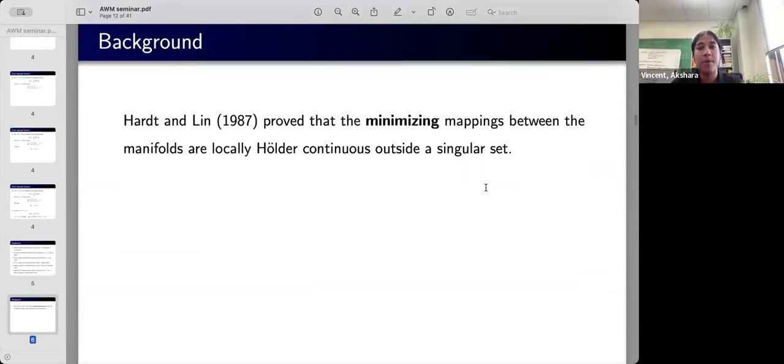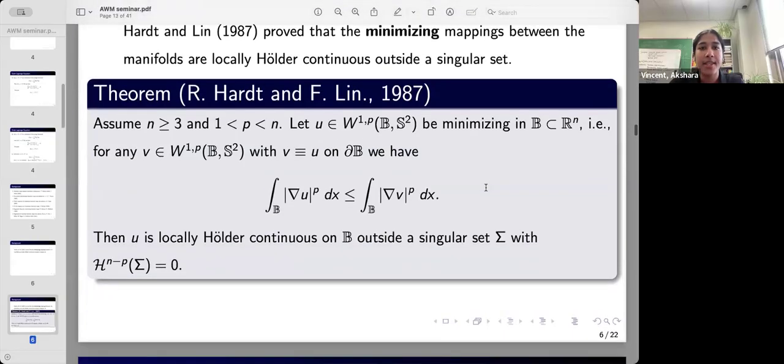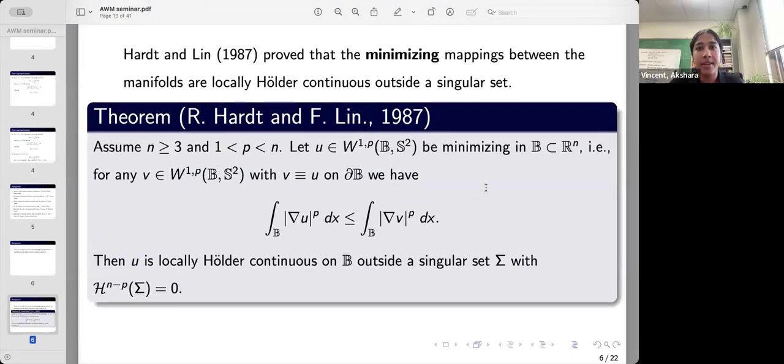Our focus today will be on results from Hardt and Lin, where they proved that minimizing mappings between two Riemannian manifolds are locally Hölder continuous outside a singular set. And this is their result in this very specific case, when the domain manifold is the unit ball and the range is the unit sphere in R3. We don't discuss the cases of dimension 1 and 2. So we look at the case when n is greater than or equal to 3.